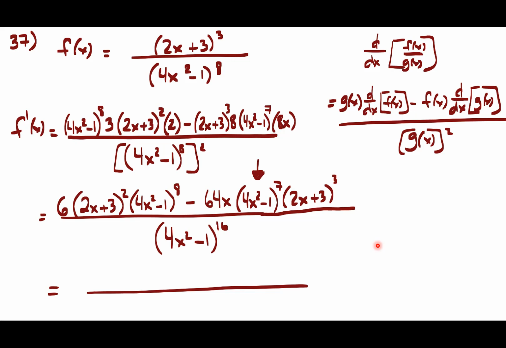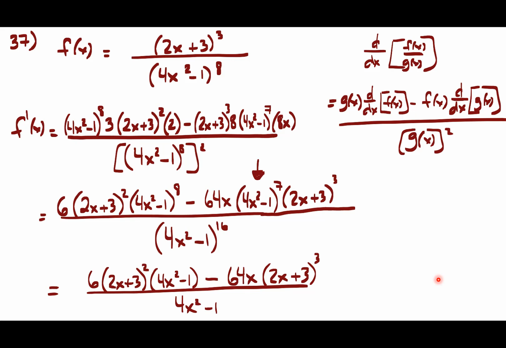So let's go with it. Let's see what we have here. Same rules apply. We're just canceling here, so we're just going to rewrite it. That's going to go down 1 power now. Out of this term, the 4x squared minus 1 is gone completely, so we're just left with 64x, 2x plus 3 to the 3rd, and then this one's going to be to the 9th this time.